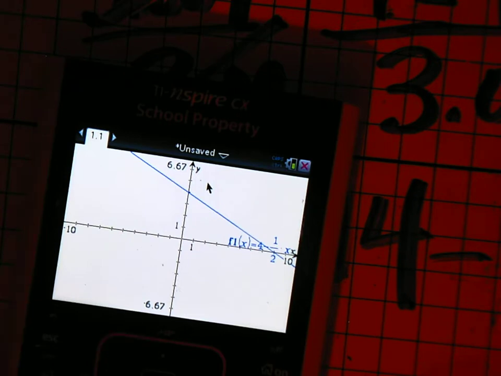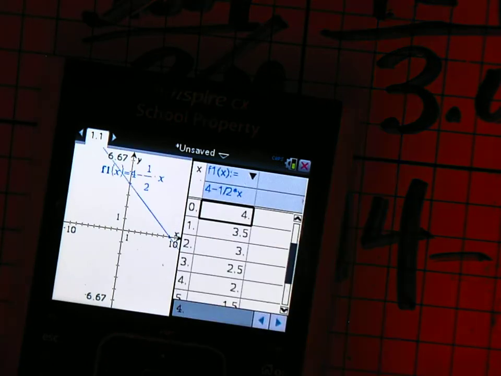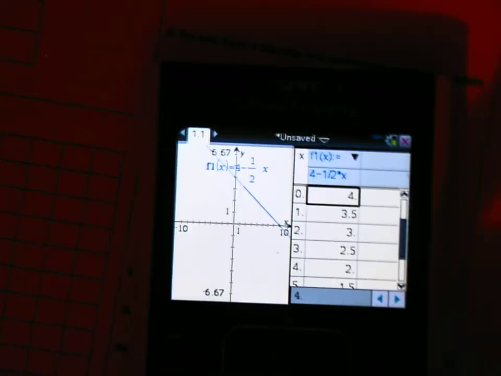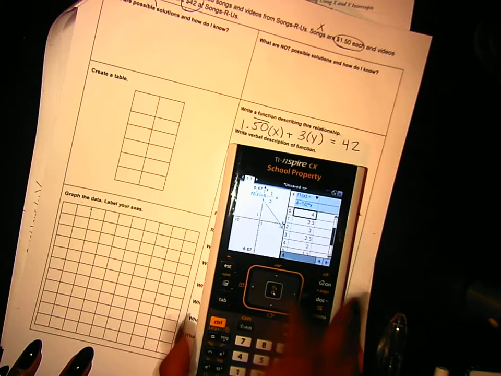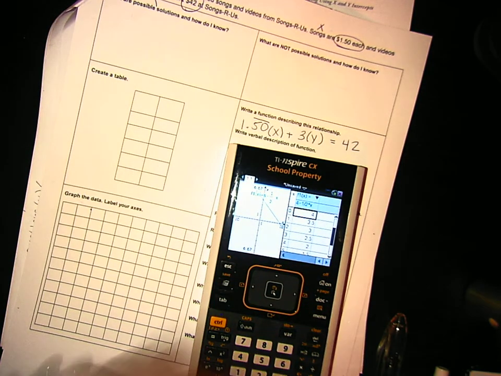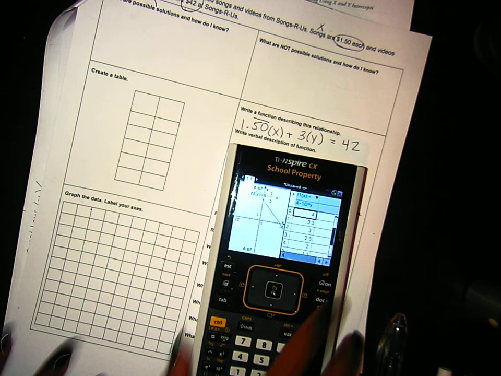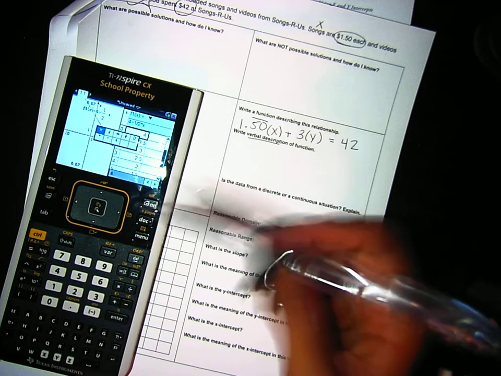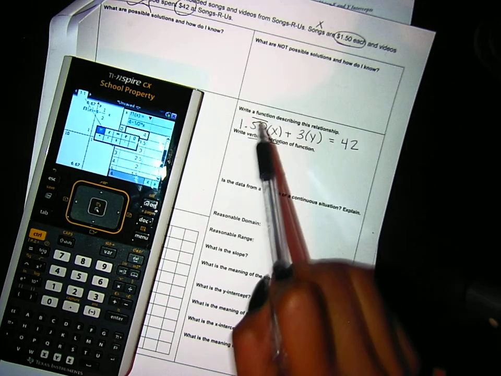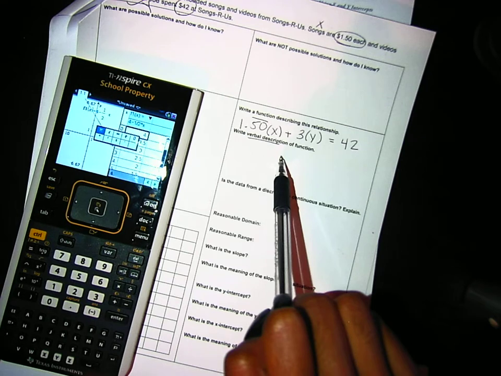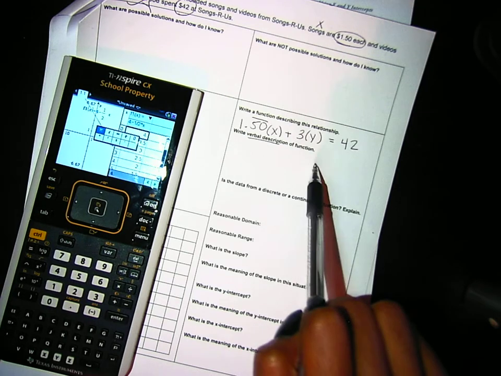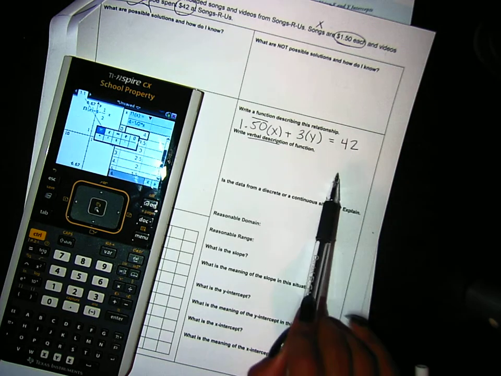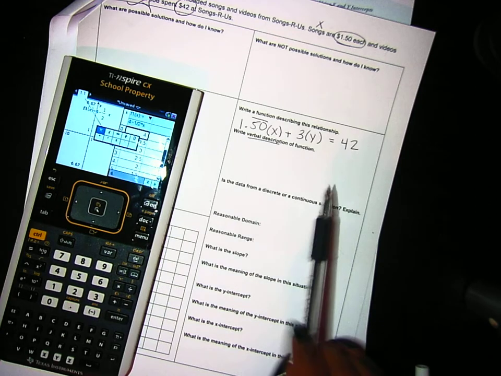And now we can pull up our table. Control T to pull up our table. And now the calculator is doing the work for us. I'm not going to copy this graph and table down, but you can. The table's right there for you. The graph is also right there for you. Just plot your points down. Questions. Write what we're saying out loud: $1.50 per song plus $3 per video has to equal our total of $42.